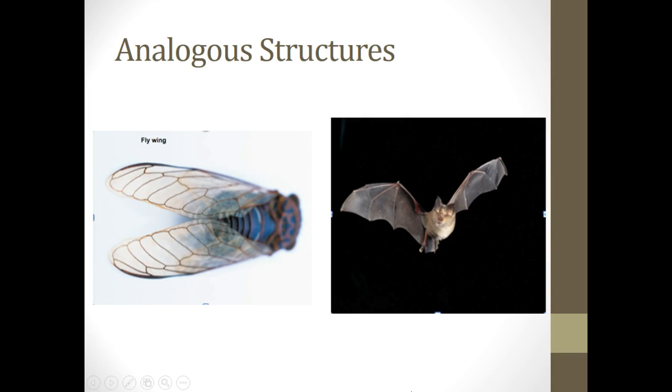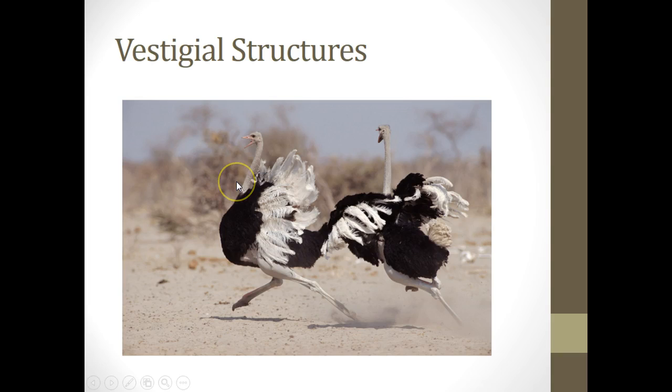Analogous structures, like I was talking about before, are structures that are used in the same way but are different structurally. This one has bones and a skin membrane. This one has an exoskeleton and is basically just chitin, which is a complex carbohydrate, kind of like cellulose.